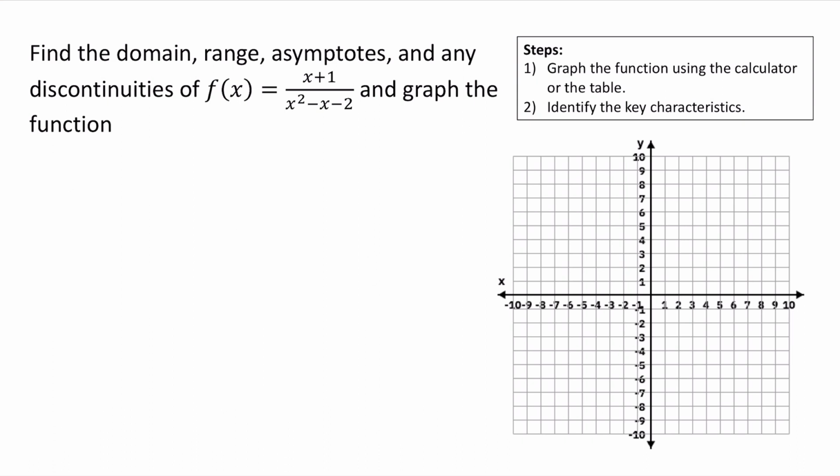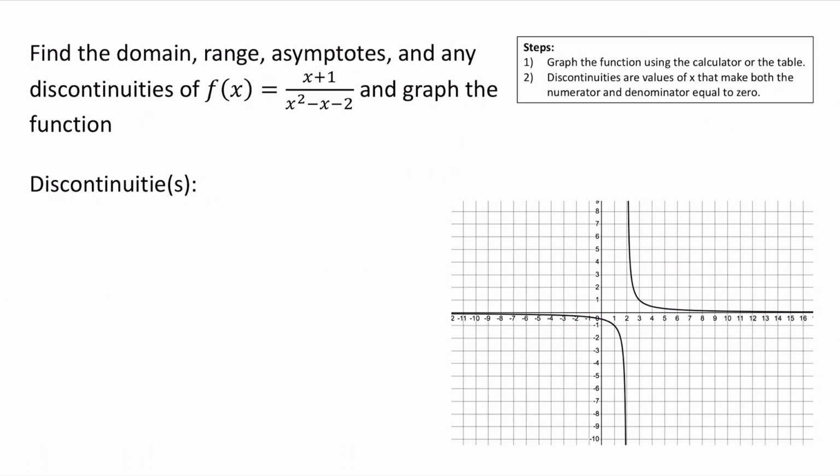So let's find the domain, range, asymptotes and any discontinuities of f of x equals x plus 1 over x squared minus x minus 2. It's always a good idea to start off by graphing the function. When you're finding all this information, I think it's helpful to start off by finding the discontinuities. By discontinuities, I mean holes and vertical asymptotes. So what you need to do is factor the numerator and denominator.